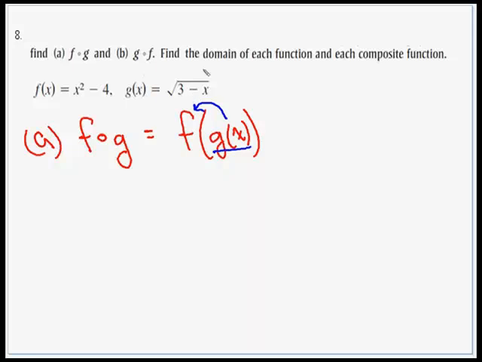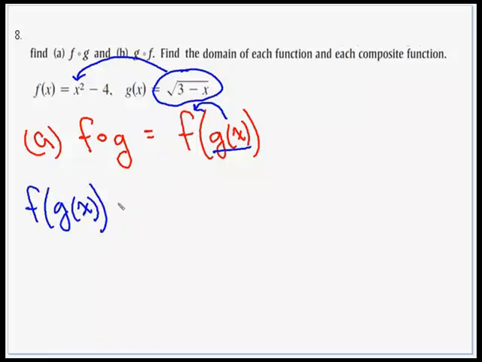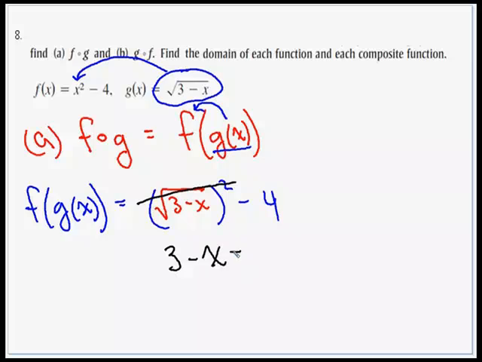So I'm going to take the g function right here. This is my g function. I'm going to wrap it up like a Christmas package, and I'm going to plug it in right there for that x. So f of g of x is equal to, f of x was something squared minus 4. So we had something squared minus 4. But now that something, that x, is going to be replaced with the entire g function, the root of 3 minus x. So the square and the square root are inverse operations. They're going to cancel each other out. And we're left with 3 minus x minus 4.